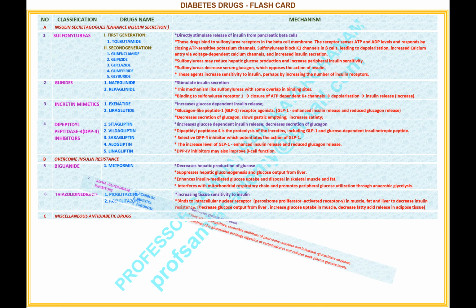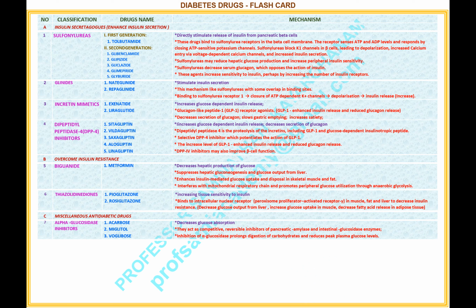Number 7. Name of the classification: alpha glucosidase inhibitors. Drug name under this classification: 1. Acarbose, 2. Miglitol, 3. Voglibose. Mechanism of alpha glucosidase inhibitors: decreases glucose absorption. They act as competitive, reversible inhibitors of pancreatic amylase and intestinal glucosidase enzymes. Inhibition of alpha-glucosidase prolongs digestion of carbohydrates and reduces peak plasma glucose levels.